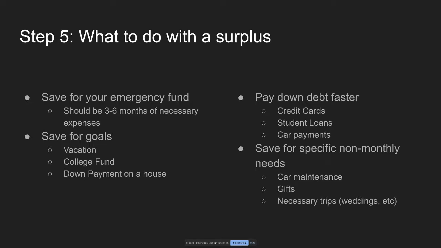Step 5, what to do with the surplus. So when you do have savings, in our example we had a $300 surplus after all expenses. So with that $300, here's some things you can do with it. You can save for an emergency fund. Generally, experts agree that your emergency fund should be somewhere between 3 to 6 months of necessary expenses.